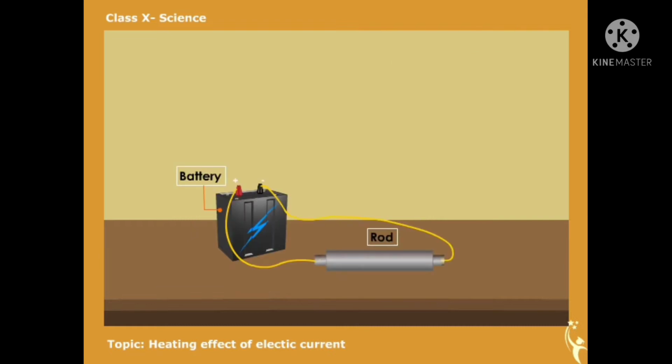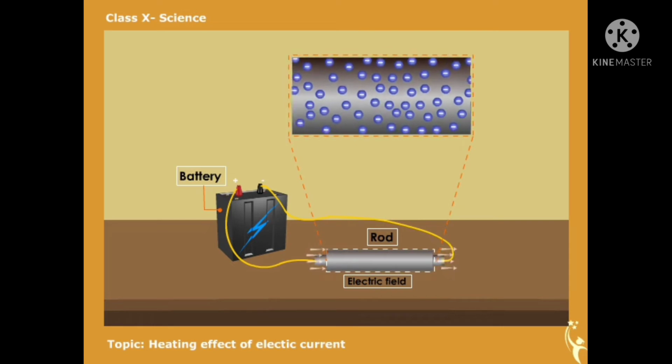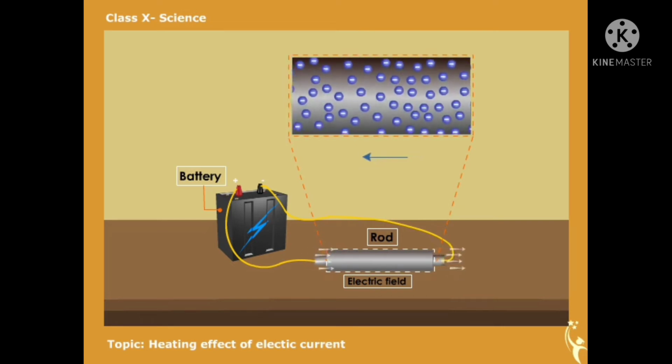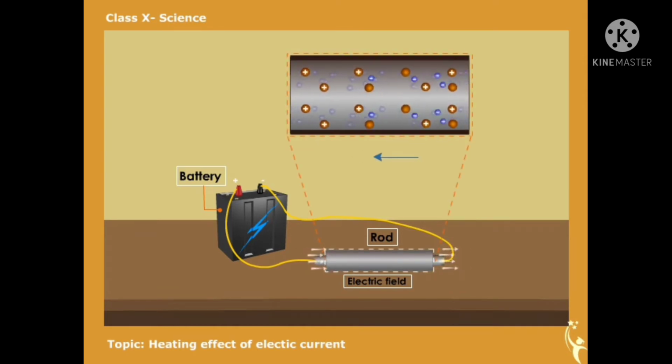When a battery is connected across a conductor, a potential difference across the conductor sets up an electric field around it. Due to this, the electrons of the conductor get accelerated in a direction opposite to the direction of the electric field. Large numbers of electrons start moving towards the positive end of the conductor under the influence of this electric field. On their way, they collide with vibrating atoms and ions of the conductor.